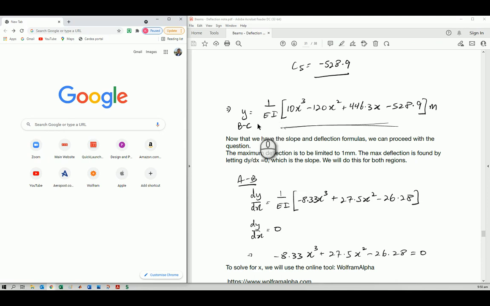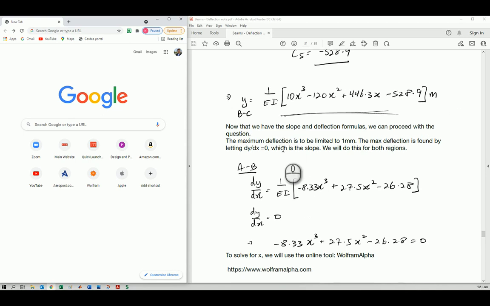We have two regions. We have A to B and B to C. So we need to calculate the maximum deflection from A to B because there's an equation for A to B, and then we have to do the same for the region B to C. Right? So you can see right here on the screen, this is the equation for B to C. Now recall, in order to get the maximum or minimum of a curve, you find dy/dx from calculus.